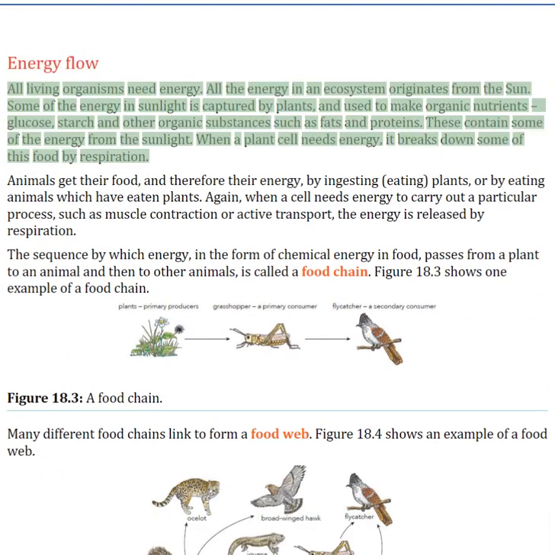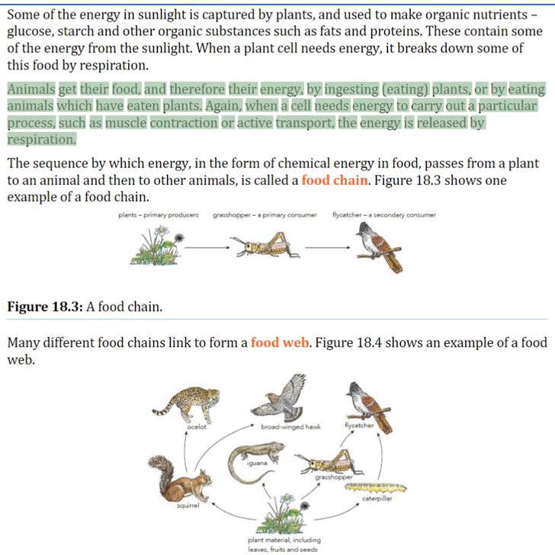Energy flow. All living organisms need energy. All the energy in an ecosystem originates from the sun. Some of the energy in sunlight is captured by plants and used to make organic nutrients, glucose, starch and other organic substances such as fats and proteins. These contain some of the energy from the sunlight. When a plant cell needs energy, it breaks down some of this food by respiration. Animals get their food, and therefore their energy, by ingesting plants, or by eating animals which have eaten plants. Again, when a cell needs energy to carry out a particular process, such as muscle contraction or active transport, the energy is released by respiration.